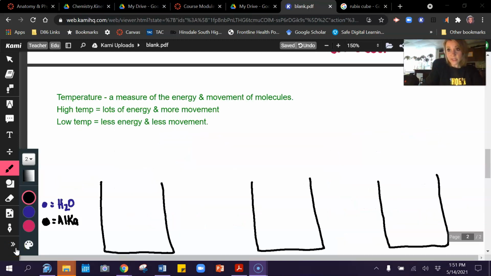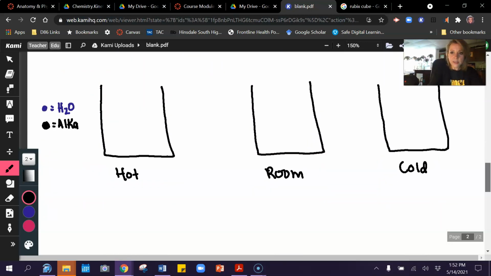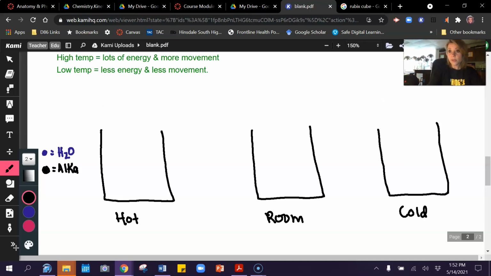So the last factor that we looked at in this lab was the effect of temperature on reaction rate. Temperature is a measure of the energy and thus the movement of molecules. So molecules at a high temperature have lots of energy and they are zooming around really fast, whereas molecules at a low temperature have less energy and they exhibit less movement. What I've got drawn down here is 3 little beakers. We took some Alka-Seltzer tablets and we dropped them into hot water, room temperature water, and cold water. So let's take a look at the effect that the temperature has on the water molecules.